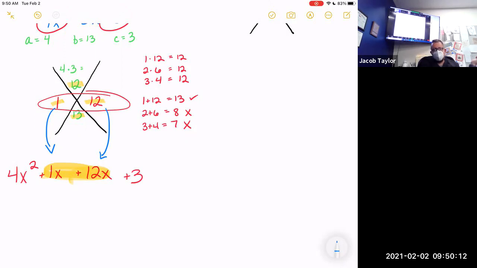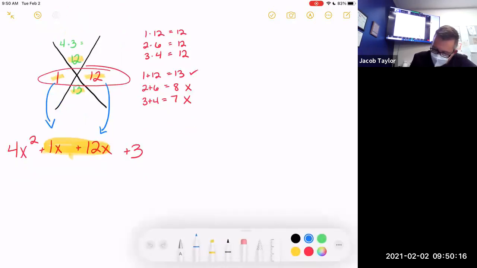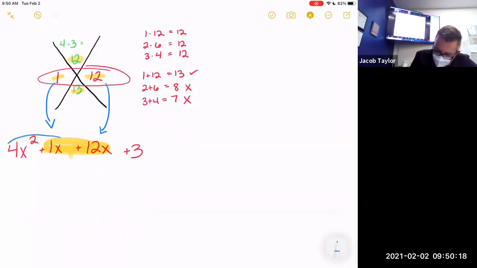Now what? Exactly right, Shelby. Now I factor by grouping. Very good. So I'm going to take the 4x squared and the 1x. What is the greatest common factor of 4x squared and 1x? 4x. 1 cannot be divided by 4. Just x, exactly right.